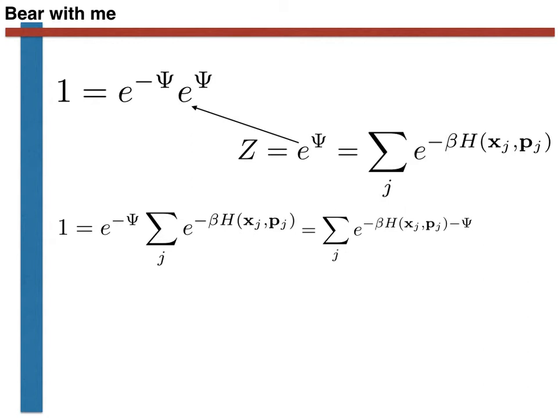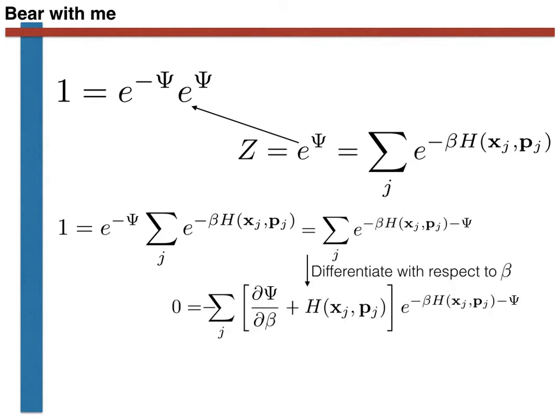Let's now differentiate both sides of this equation with respect to beta. It is easy enough to show that this gives the following. As always, take a moment to pause the video and work through this bit of differentiation yourself if you need to. In doing so, notice the minus sign in front of the summation.